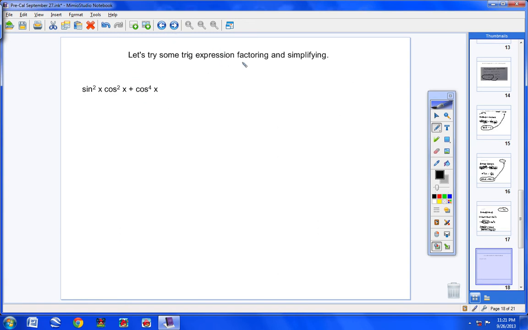All right, now let's try one other thing, and I'll leave you alone for the day. Let's try to factor, yes, factor some trig expressions, and after you're done factoring, simplify. All right, so let's give that a shot. Go ahead and write down this problem here.